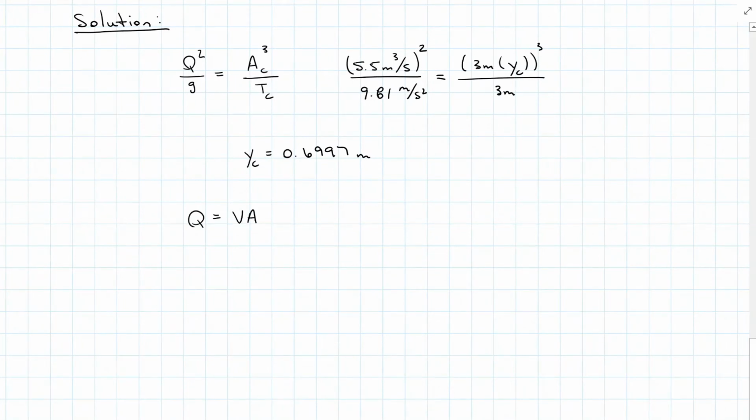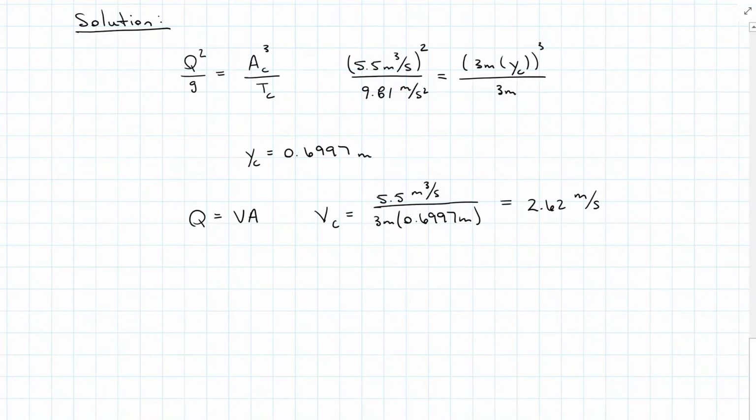So with the critical depth and a channel width of 3 meters, I can now calculate velocity. Q is equal to velocity times area. My critical velocity is going to be 5.5 meters cubed per second divided by 3 meters times 0.6997 meters, which is equal to 2.62 meters per second.